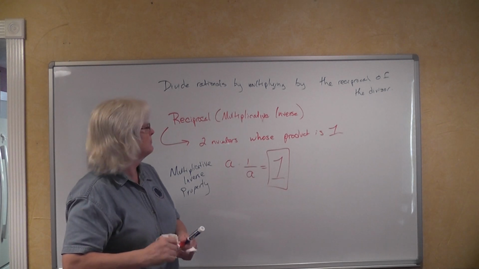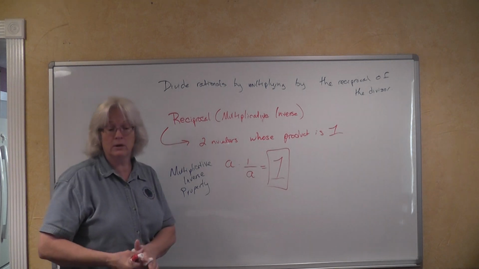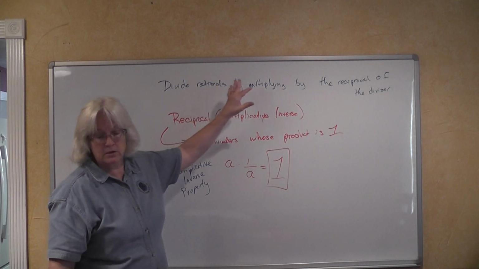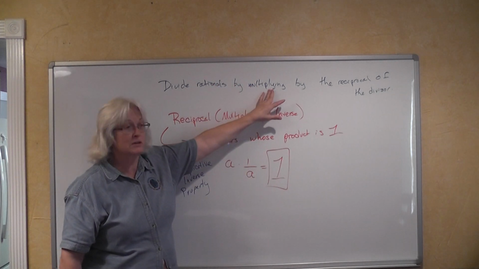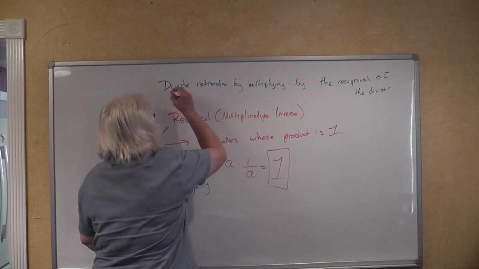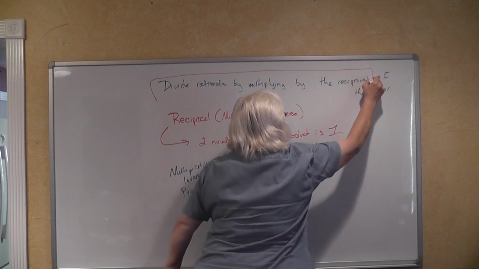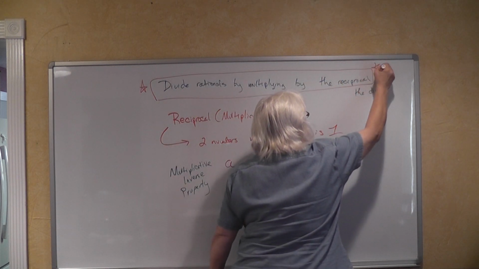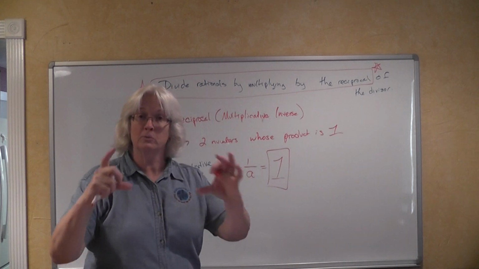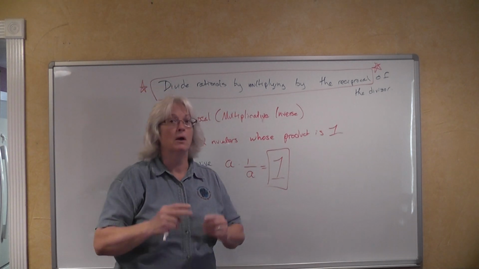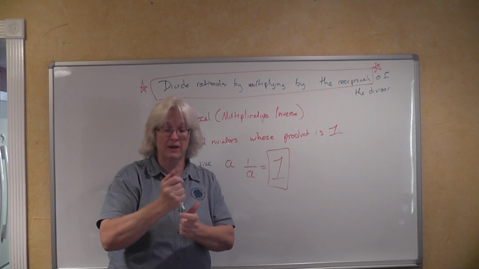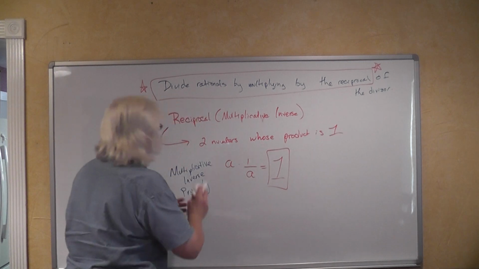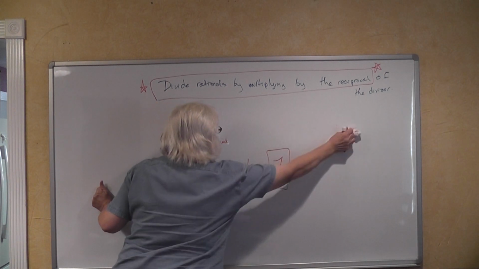So, how are we going to divide rationals? We're going to multiply by the reciprocal. We divide rationals by multiplying by the reciprocal. And what do we do when we're multiplying rational expressions together? We cancel first. We cancel common factors first. So division is just further practice of multiplying rational expressions together.